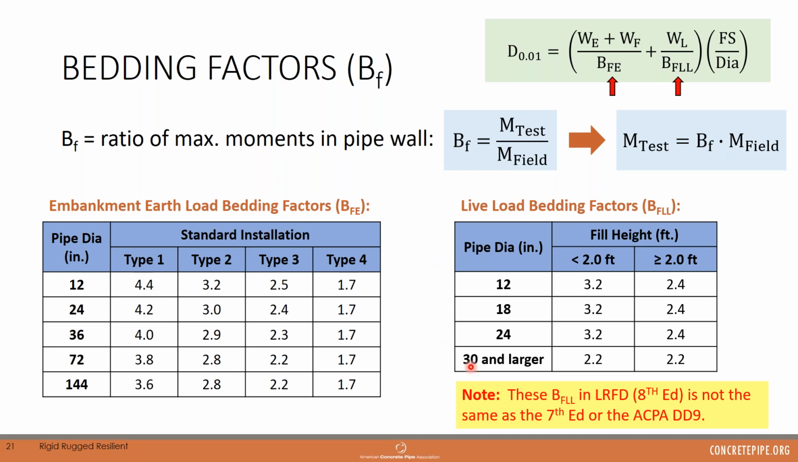So if you look at any of the ACPA documents or even the 7th edition of the LRFD, you'll see slightly different live load bedding factors, but it shouldn't make a significant difference to your type 2 or 3 installation. Really, I think when it might become more significant is if you're looking at a type 4 installation. But again, I don't want to get too much into the weeds on that one. Just be aware of that, I guess.